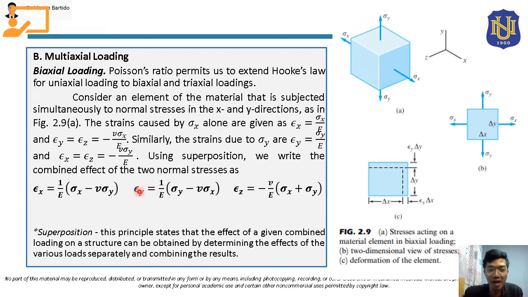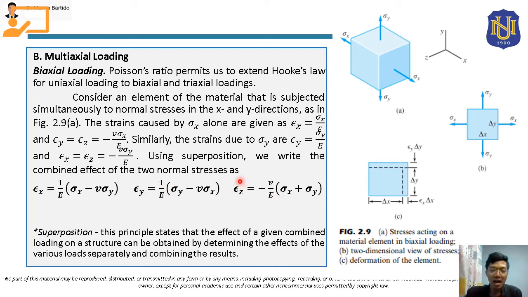Now for epsilon y, we will also combine the effects of the two normal stresses. The effect of the normal stress in the y direction on the strain is sigma y over E, and then we combine the strain in the y direction due to sigma x, whose value is negative v sigma x over E. Since that is negative, it will be negative v sigma x over E here, and we factor out 1 over E.